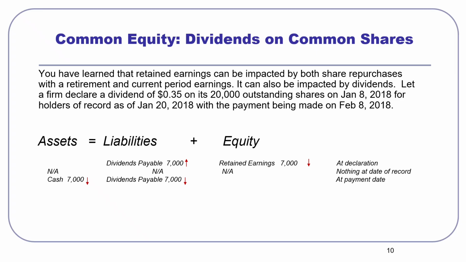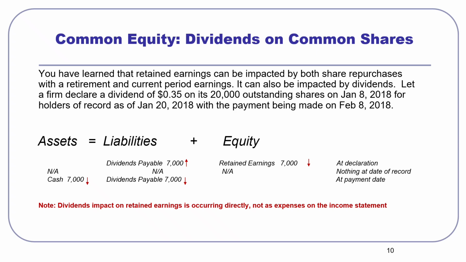At the payment date, however, which is February 8th, cash is going to go down by $7,000, and the dividends payable account is also going to go down by $7,000. Note that this dividend payment is not an expense going through the income statement to impact retained earnings. It just impacts retained earnings directly at the date of declaration.